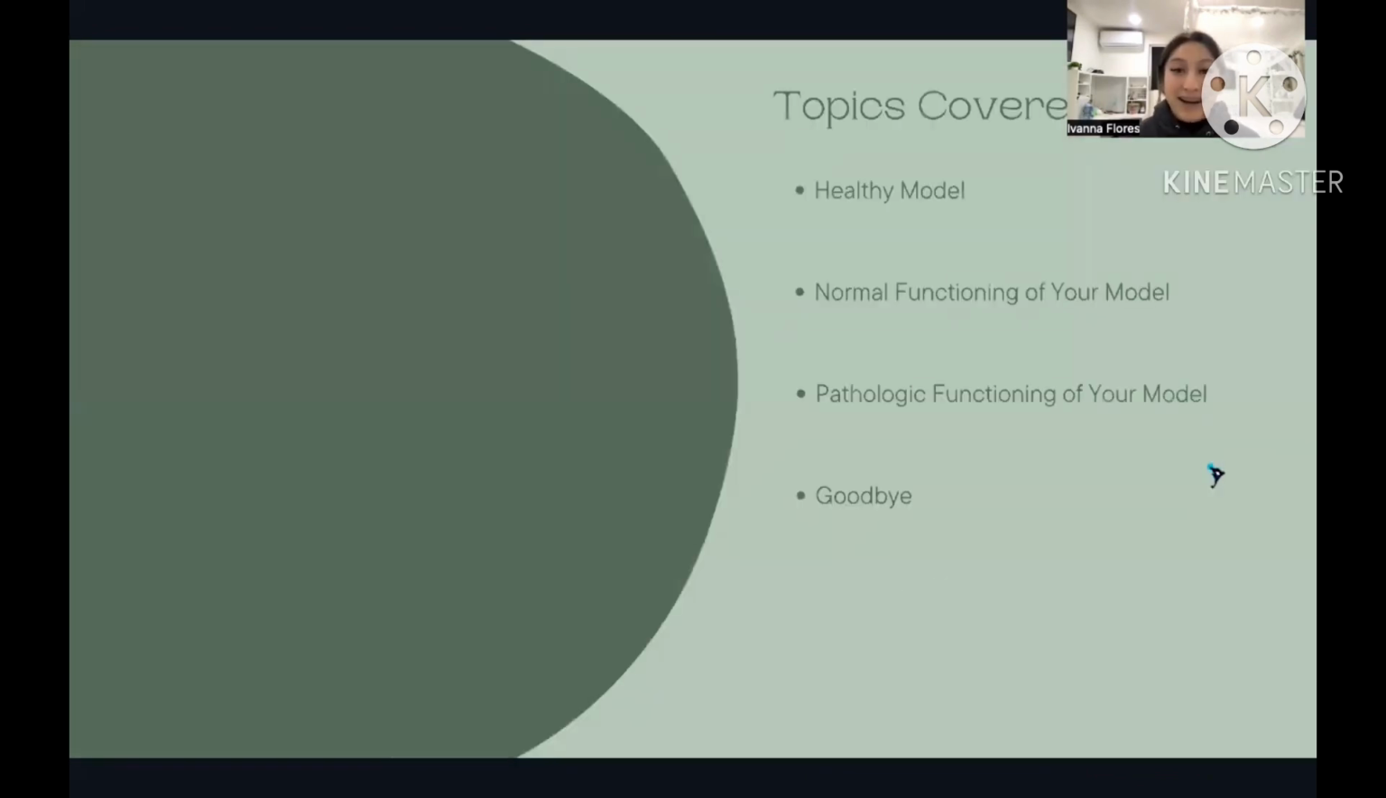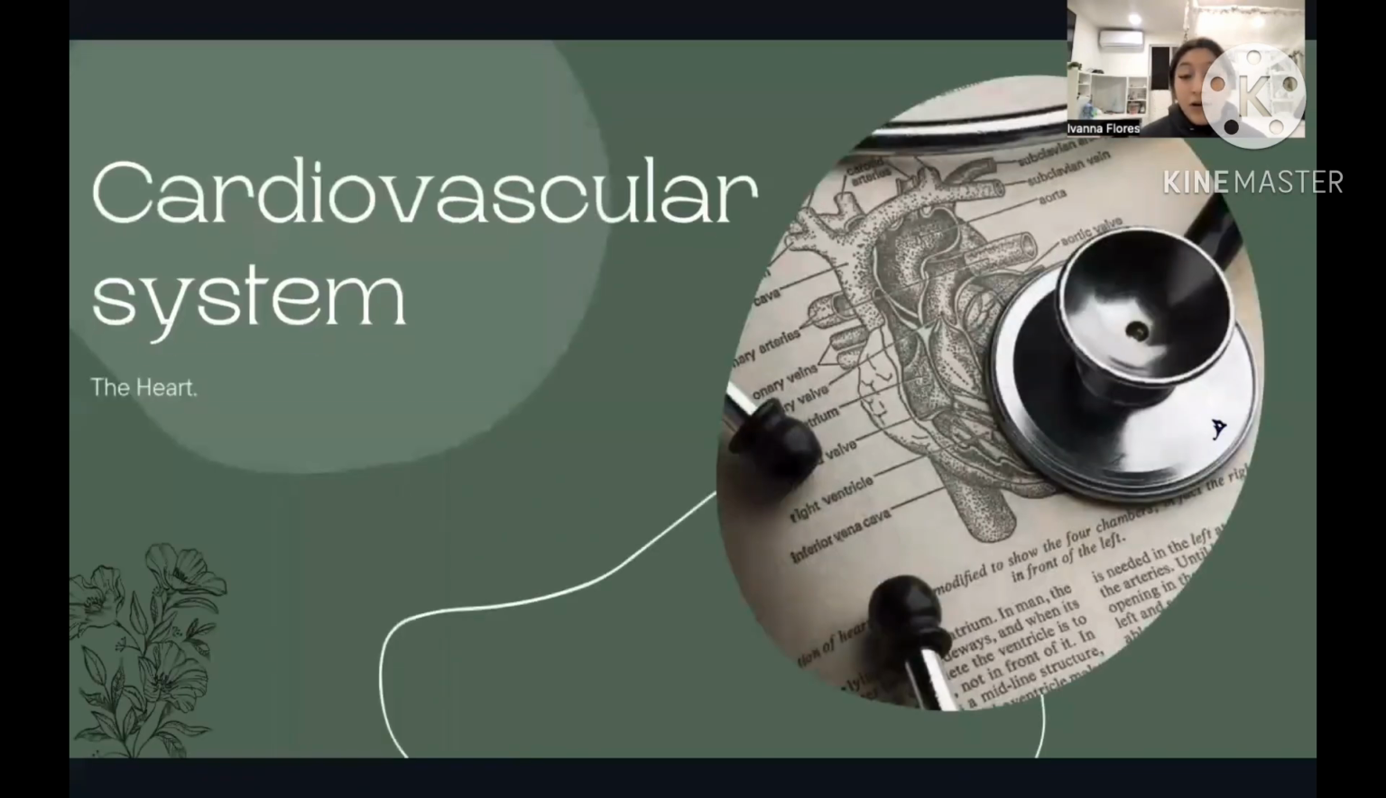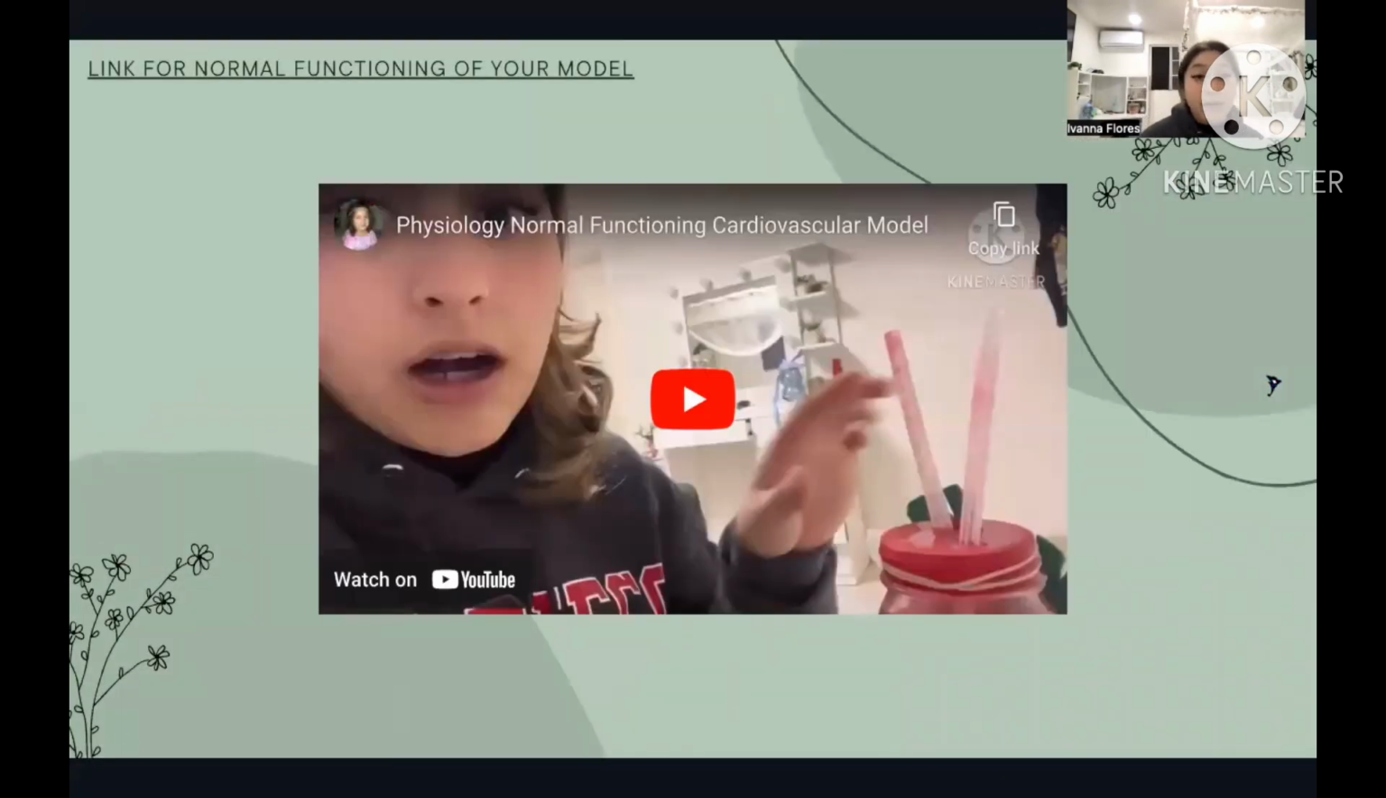So I'll start by saying the topics we're going to cover. First, I'll explain how the system I chose works. I'll show you the normal functioning of the model I decided to do, as well as the pathologic functioning of the model I chose, and I'll say goodbye. So I chose the cardiovascular system, specifically the heart, and I'll show you the normal functioning model I decided to do.